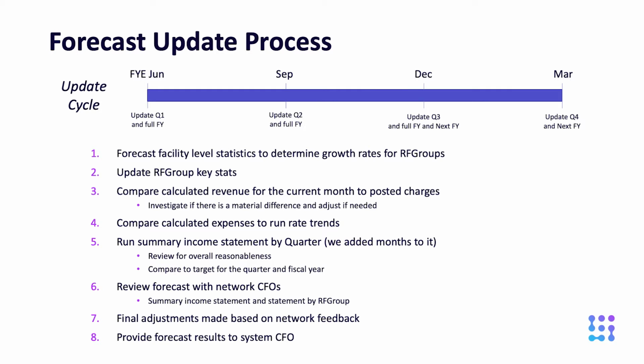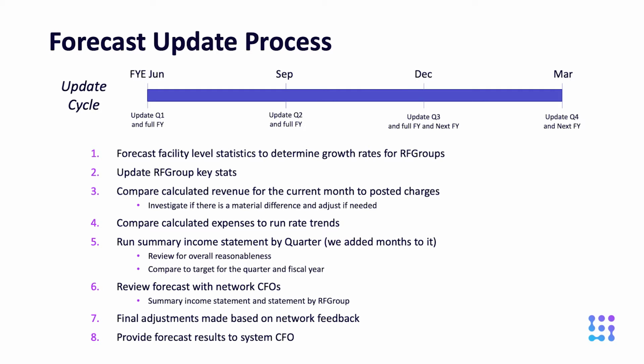Essentially our discharges, patient days, outpatient visits, emergency visits, surgery case counts, things like that. Then we get buy-in from the network leadership that they agree with those statistic forecasts. And then we cascade it down to the RF groups to develop their key statistics. Once we have those in place, we can update the actual plan files.